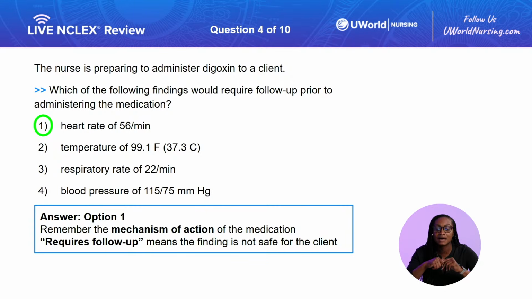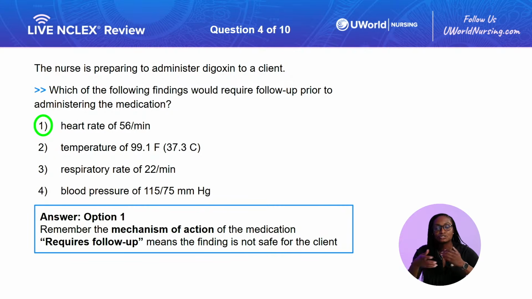So digoxin is a cardiac glycoside, and it's usually given to clients with heart failure. It's a medication that helps with the heart contractility. So it makes your heart beat stronger, which sometimes makes your heart beat a little bit slower. So it can sometimes decrease your heart rate. If you already have a lower heart rate and we give this digoxin, that's only going to further decrease your heart rate even more. So we always want to make sure that the heart rate is above 60 beats per minute, which is the low parameter of our normal heart rate.